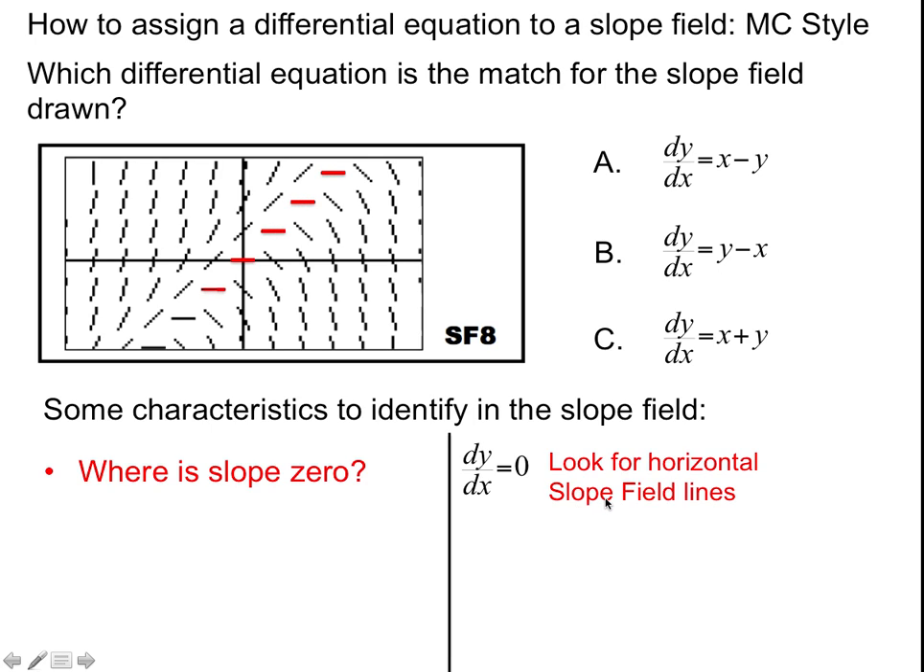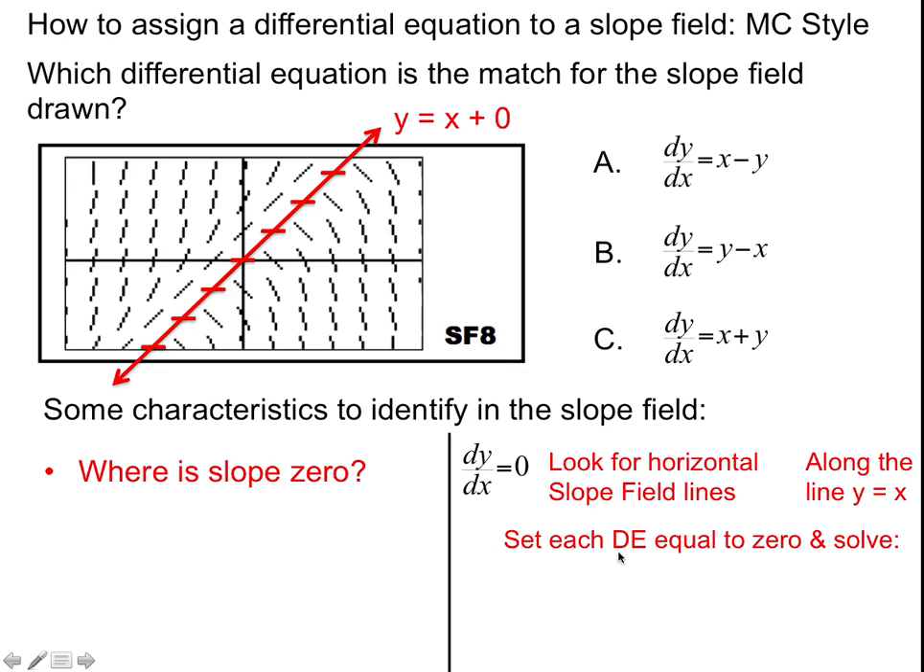Look for horizontal slope field lines. There they are. And so in parts A and B, if the slope is 0, then these two values are the same, and they make 0 when you subtract them, which is why I'm saying it's along the line y equals x.